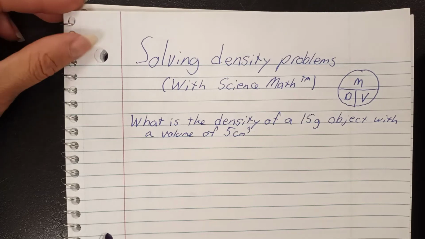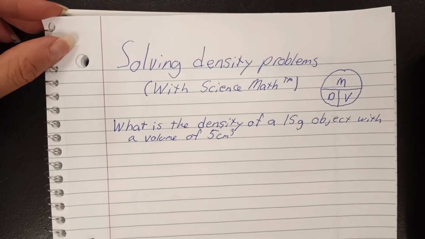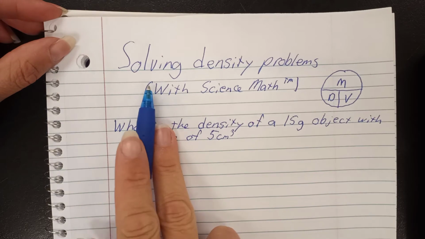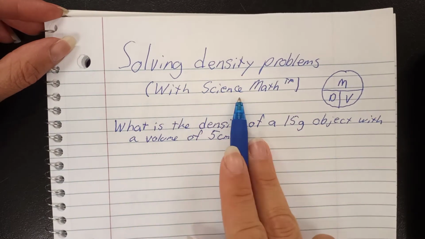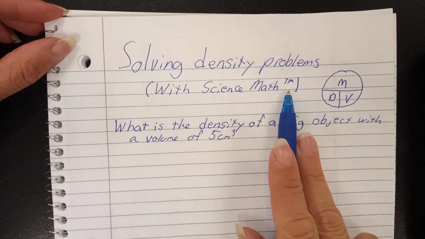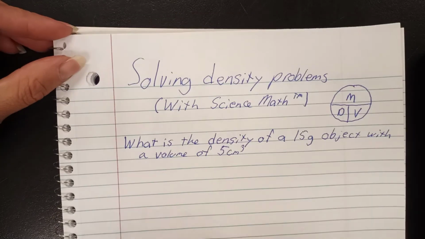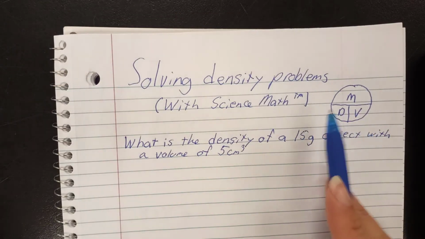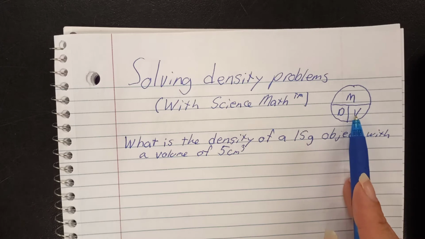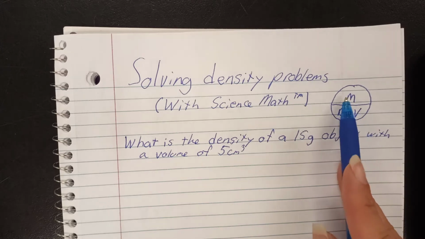Okay, so if you're a remote student or you just need to see this process one more time, I'm going to show you one more time how to solve density problems with science math, TM. Yay! The equation for density is read as density is equal to the mass divided by the volume. But sometimes we want to find volume and sometimes we want to find mass.